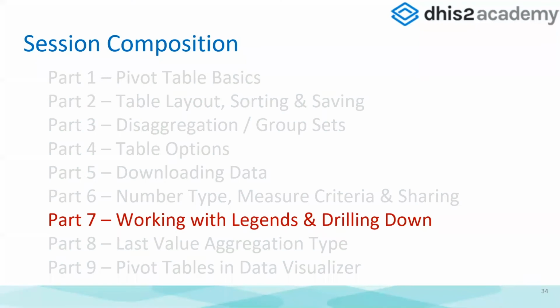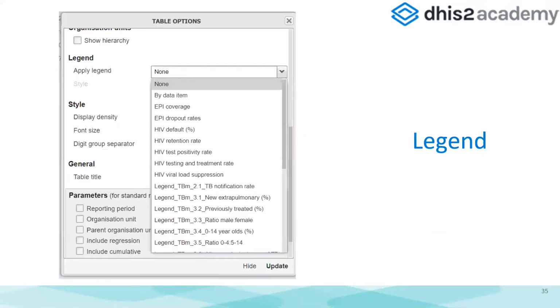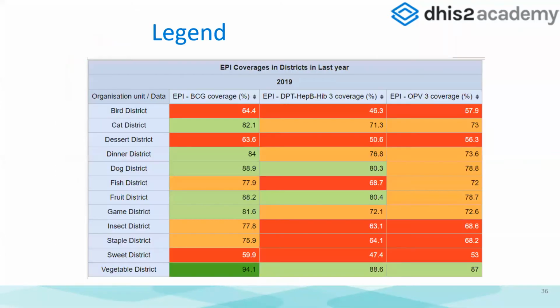Now we are starting with part 7, working with legends and drilling down. In table options, you can apply a legend to your pivot table. By applying a legend, you can color your cells according to your legend. You can create your legend as you wish. Then you can apply that legend to the pivot table, and your pivot table will look like this.